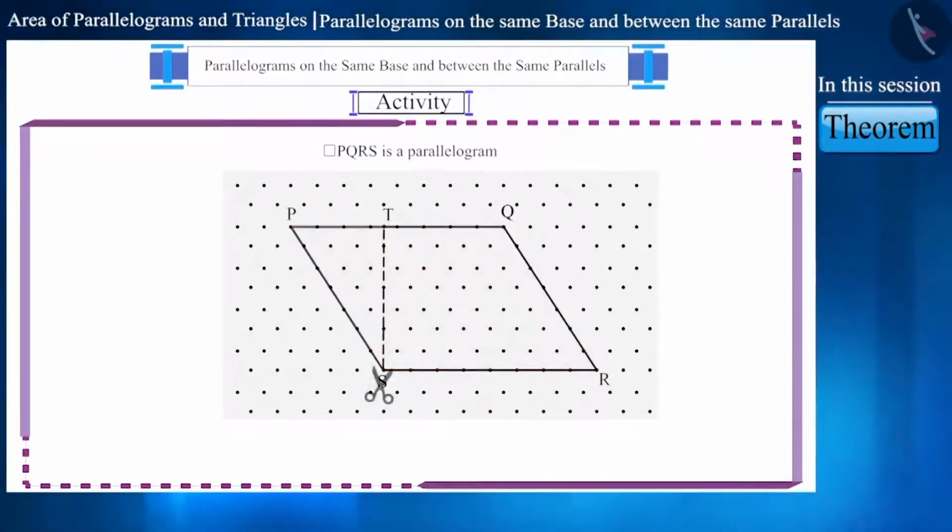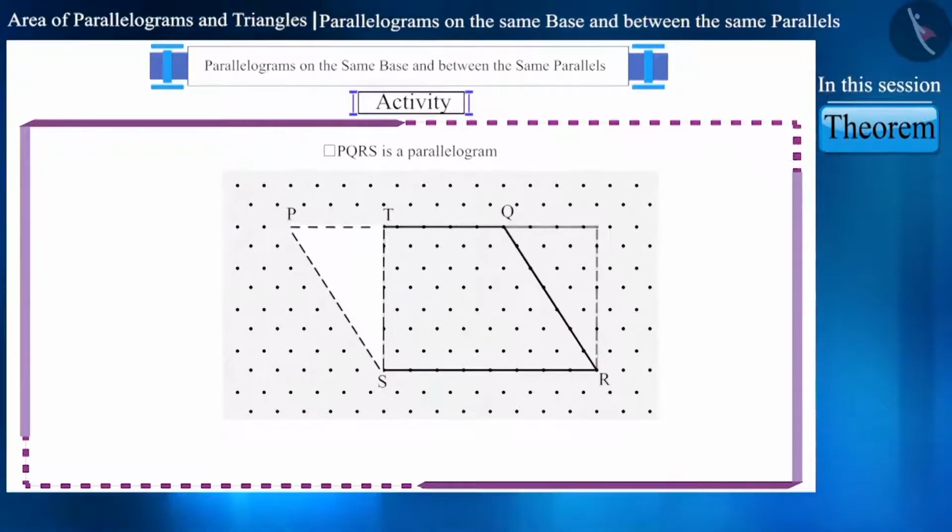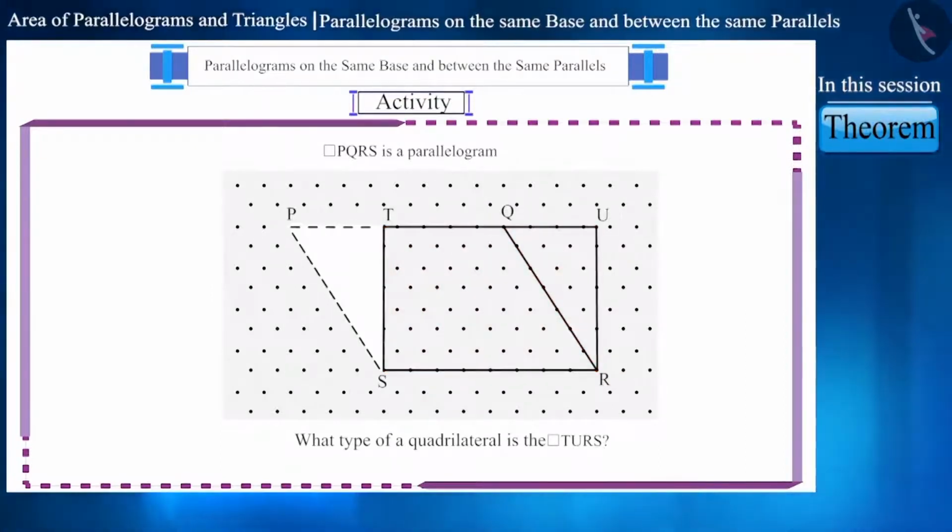Let's cut the triangle from here and connect it with the side QR of the quadrilateral. Let's assume the name of the quadrilateral thus formed is TURS. Can you tell what type of a quadrilateral is the quadrilateral TURS? We can see that its sides are equal and parallel. This is also a parallelogram.